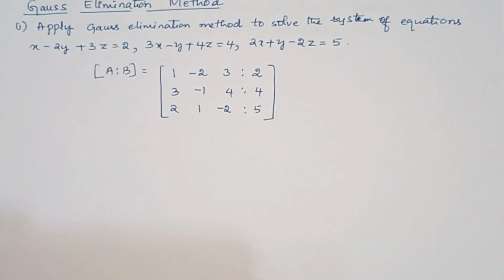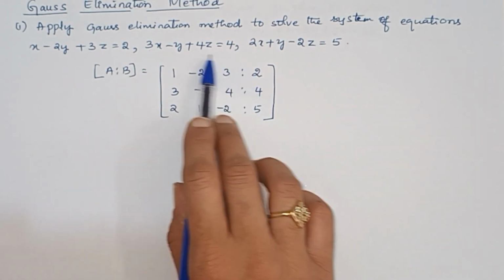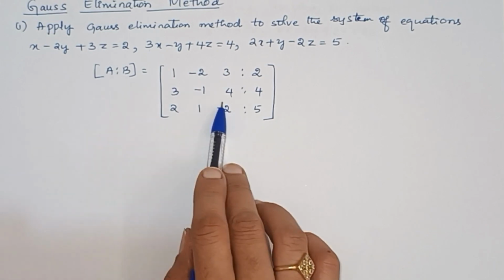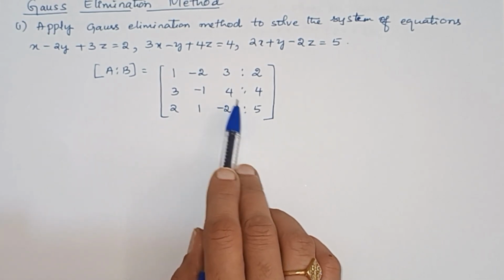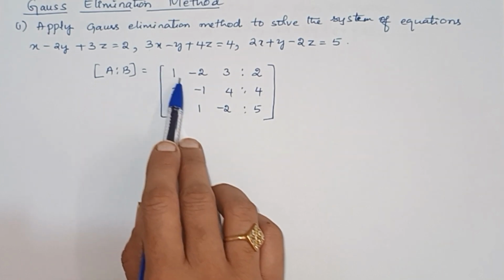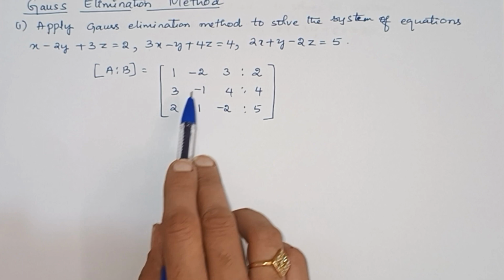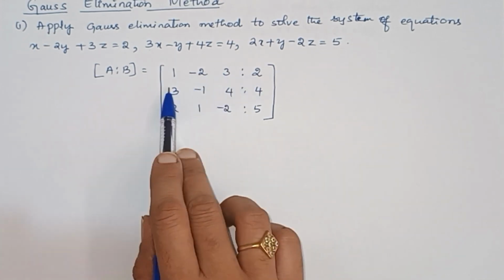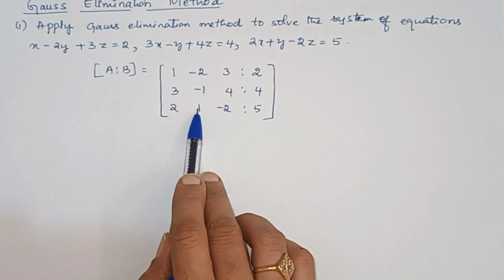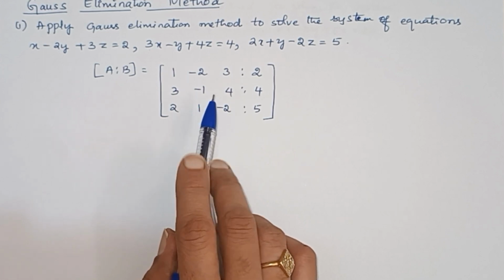This is the first step. First you have to write the augmented matrix. Now we have to convert the part A of this augmented matrix to an upper triangular matrix. Upper triangular matrix means elements below the diagonal must be made 0. The elements below the diagonal are 3, 2, 1. So these elements have to be made 0 by applying the appropriate elementary row operations.